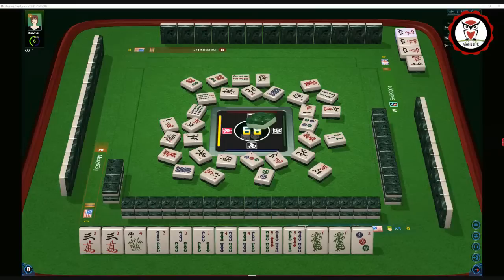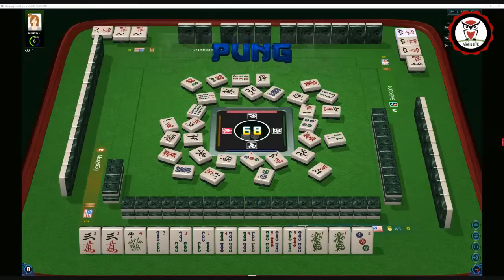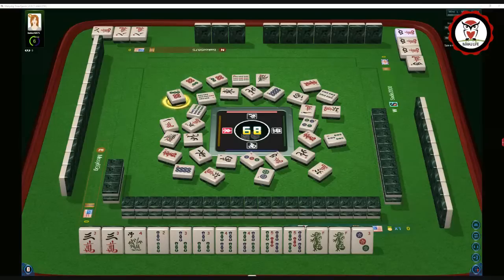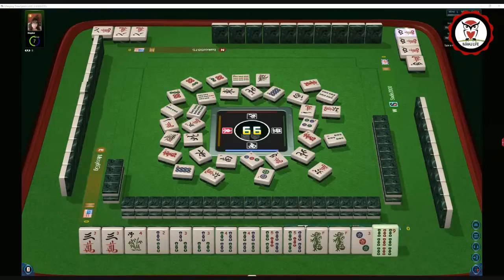1 bamboo. 8 characters. Pung. We got skipped. 7 dots. 2 bamboos. Okay, 9 bam. That's a good edge tile. That'll be good for dots later.